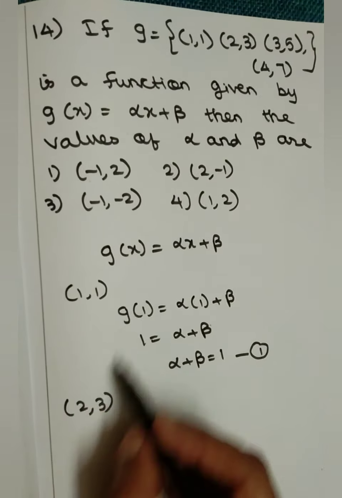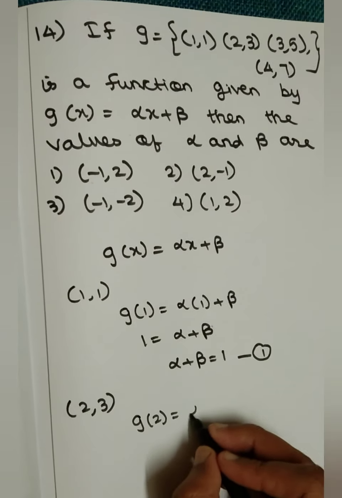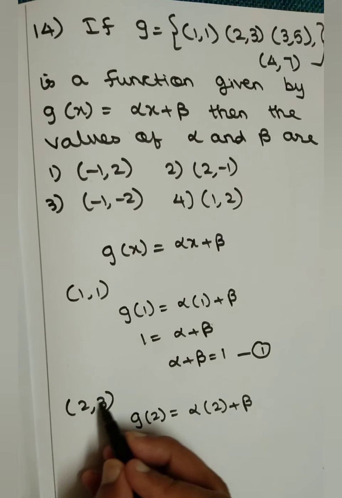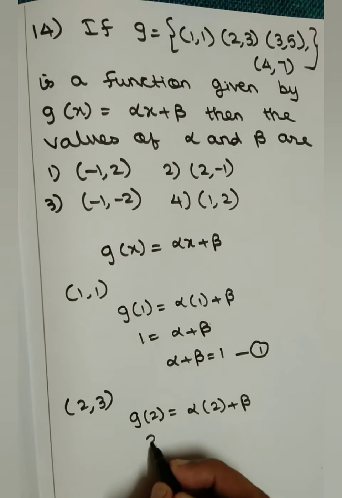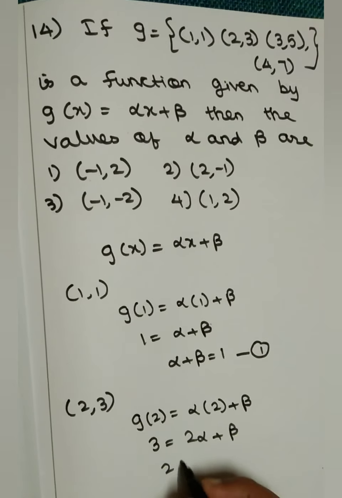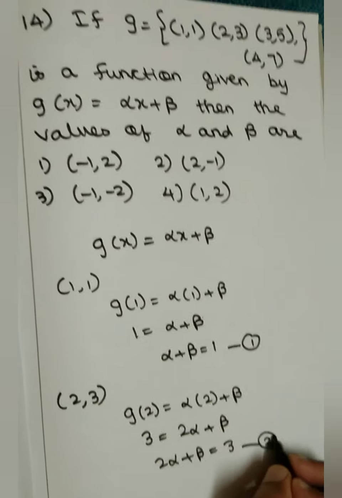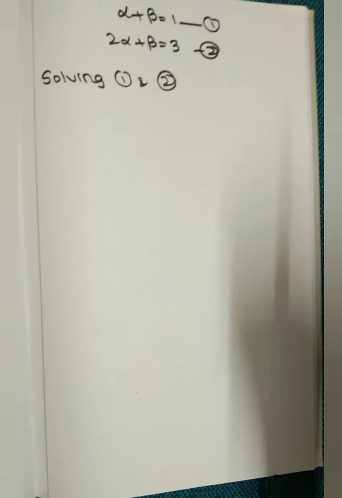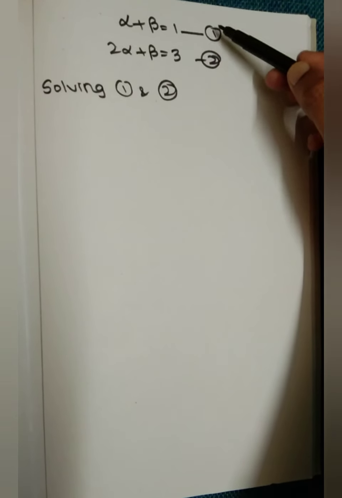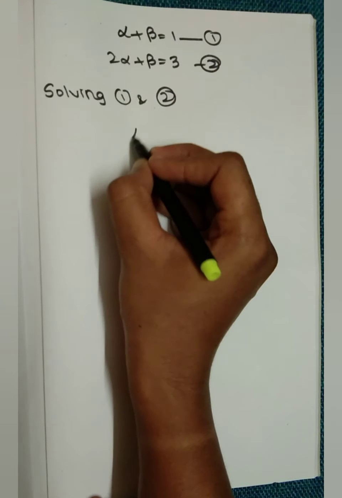Take the second point. So instead of x replace 2, g of 2 equal to alpha into 2 plus beta. G of 2 is 3, so 3 is equal to 2 alpha plus beta. 2 alpha plus beta is equal to 3. This is my first equation and second equation. I am going to solve these two equations by the elimination method.